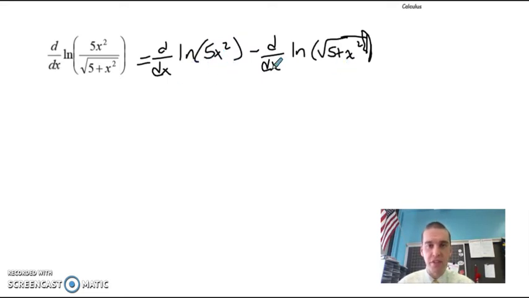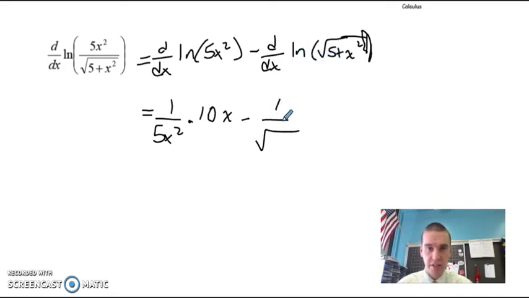Well, now we have the derivative of two separate things. So we get the derivative of ln of 5x squared, which is 1 over 5x squared, multiplied by the derivative of the inside, 10x, minus the derivative of ln of the square root, so we're 1 over square root of 5 plus x squared, multiplied by the derivative of the square root of 5 plus x squared, as I said last video, 1 over 2 square roots of 5 plus x squared, multiplied by the derivative of the inside, 2x.